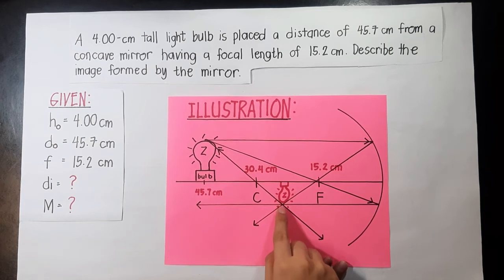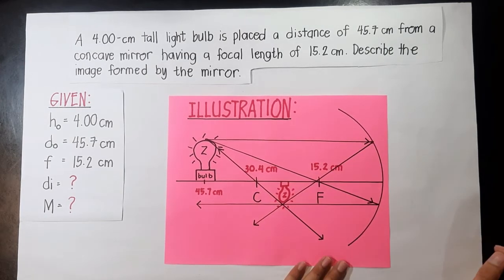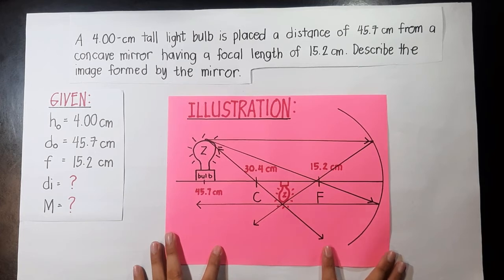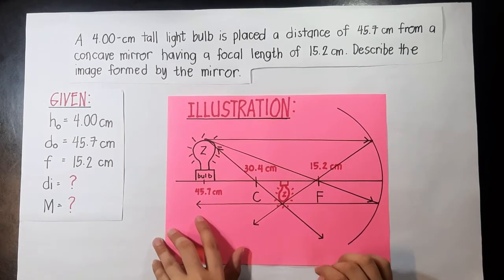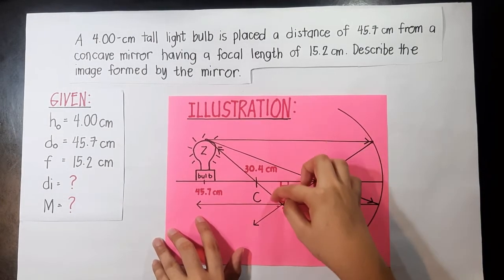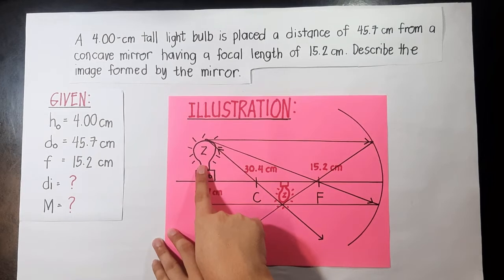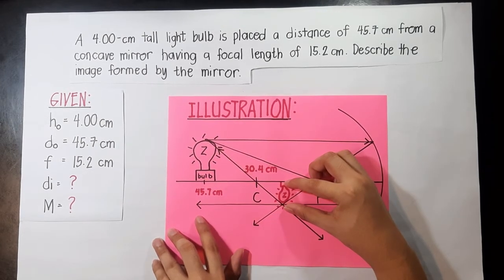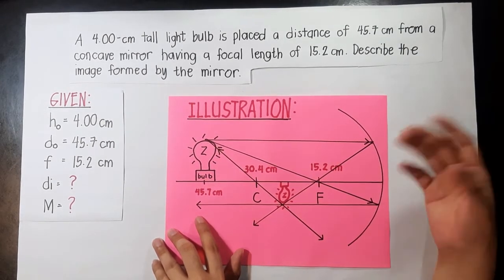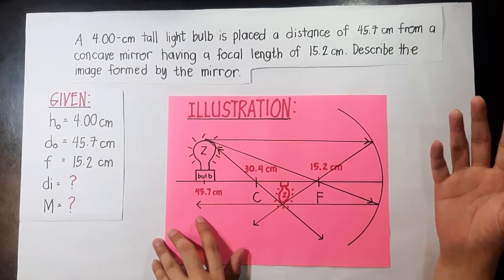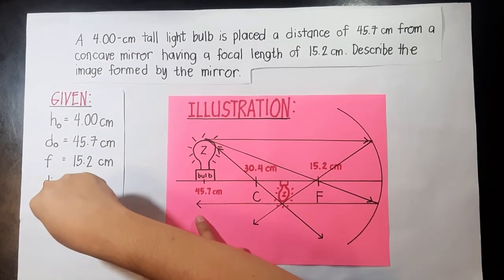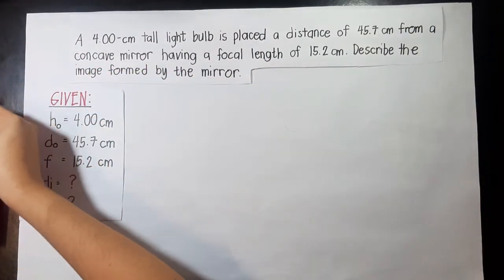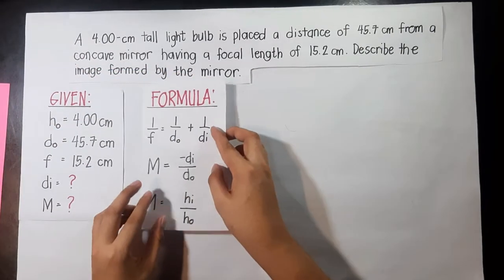Kasi kung makikita natin, dito siya nabuo through our ray diagramming. So, dapat ganun din yung makuha nating value sa ating mirror equation. At kung mapapansin nyo rin na lumiit ang ating image with respect to the object. Dito, ito yung object natin, bigla siyang lumiit. So, technically, dapat ang ating size ay magdi-diminish through our magnification. Malalaman natin siya mamaya. So, the next thing that we need to have is the formula.